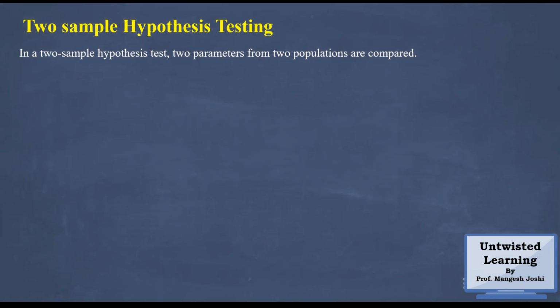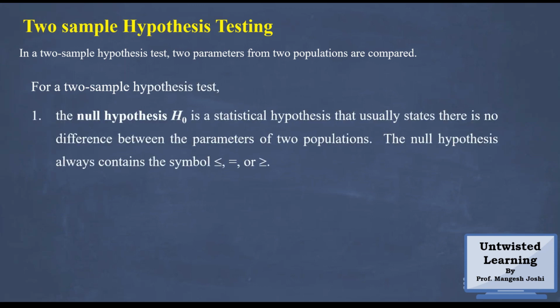Now what is two sample hypothesis testing? In a two sample hypothesis test, two parameters from two populations are compared. For a two sample hypothesis test, the null hypothesis H0 is a statistical hypothesis that usually states that there is no difference between the parameters of two populations.